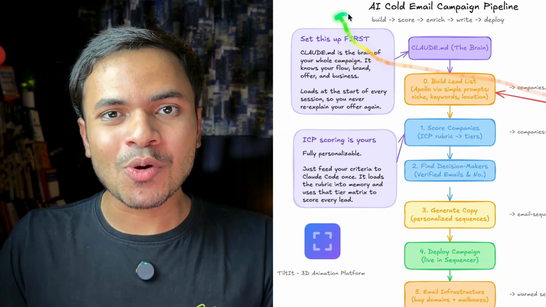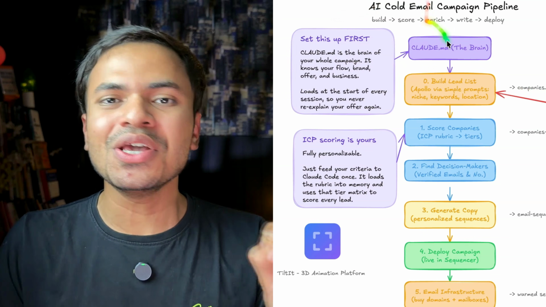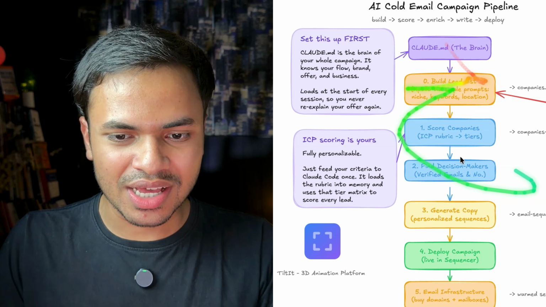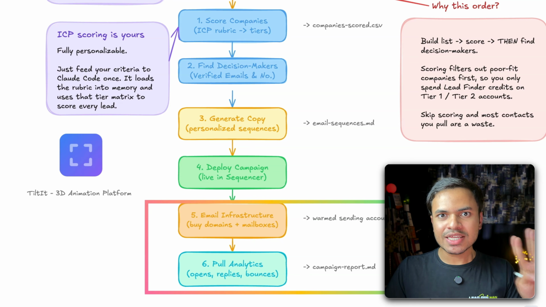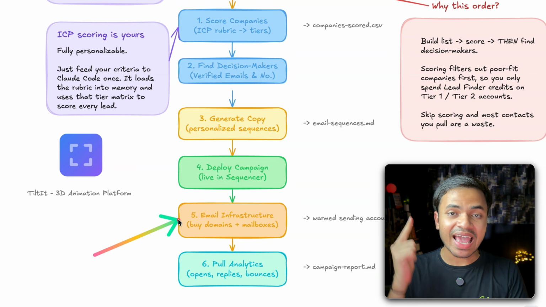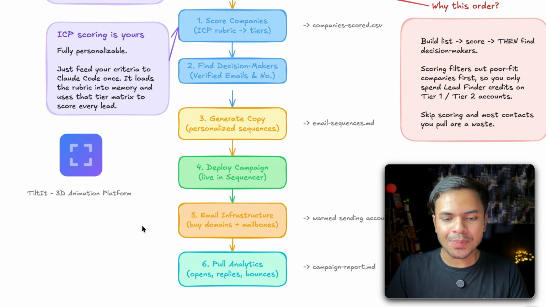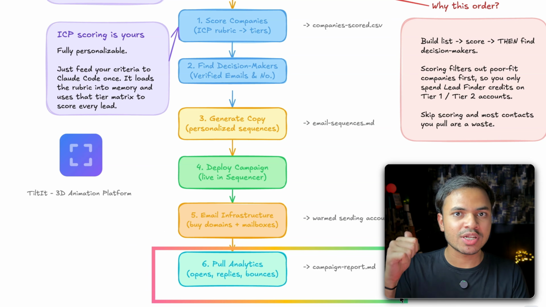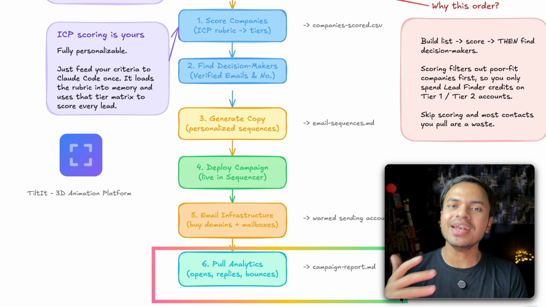That's how you can build a cold email pipeline just by using simple prompts using Claude Code with this proper folder structure. Now I know I haven't talked about these 2 points yet, which are setting up your cold email infrastructure, which is buying domains and setting up mailboxes in them, and pulling up analytics, which is knowing what is your bounce rate, open rate, reply rate in your campaigns.